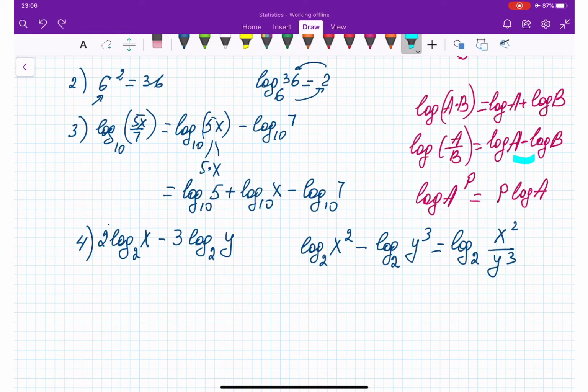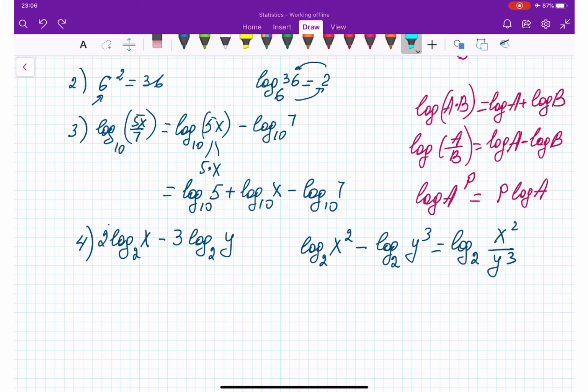One thing I need to mention, it's crucially important. You can apply all these properties only and only if bases are the same. See, bases are the same. If bases are not the same, you cannot do anything. Okay?